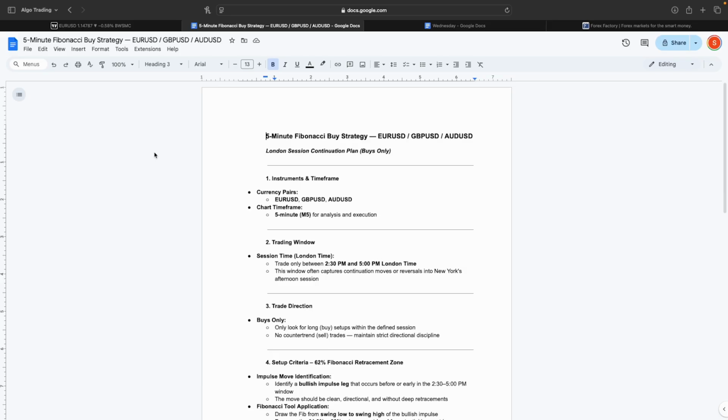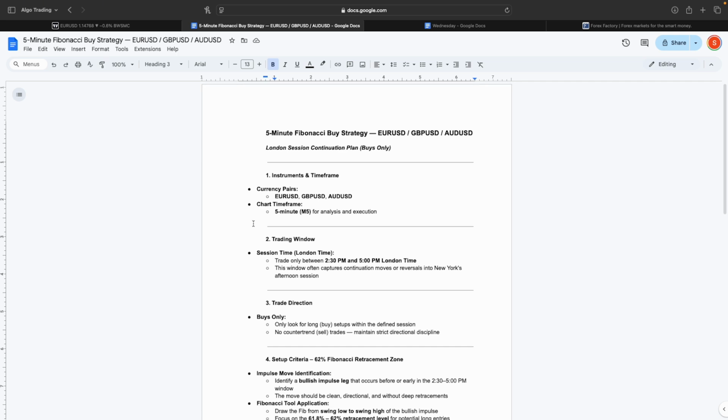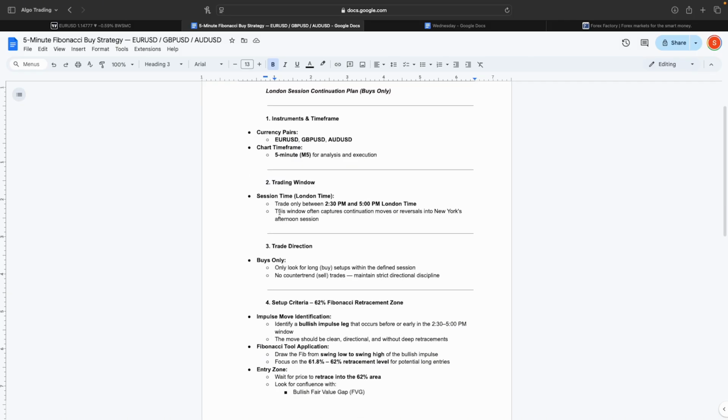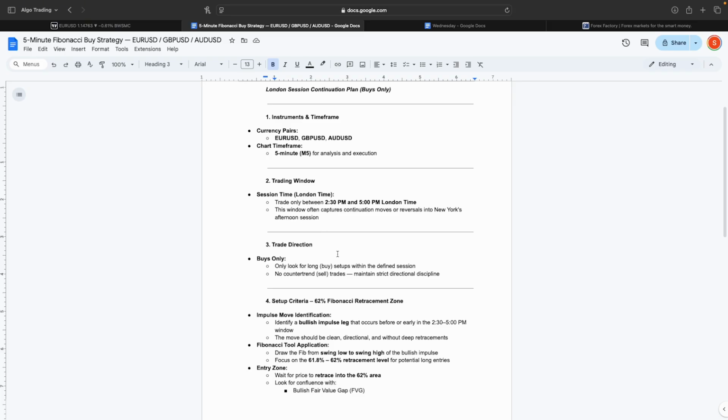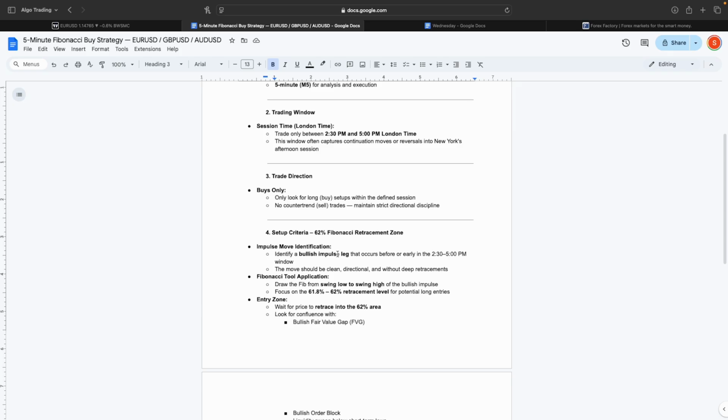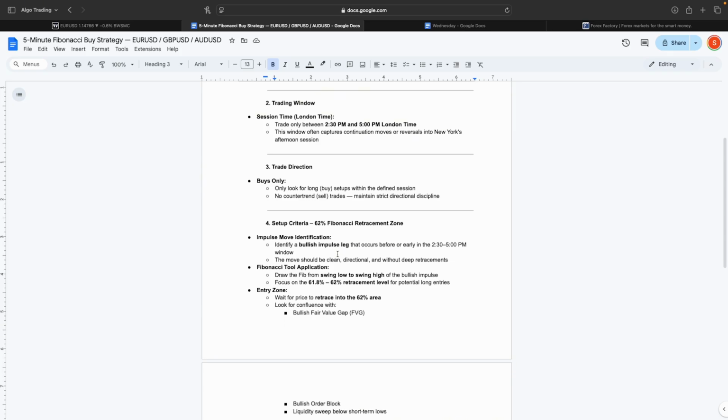So it's the 5-minute Fibonacci buy strategy, which is usable on GBP/USD, EUR/USD, and even AUD/USD. The chart time frame we'll be using is the 5-minute for all analysis and execution. The trading window will be London time 2:30 p.m. to 5 p.m. The window often captures continuation moves or reversals into New York's afternoon session. So the trade direction, our bias, will be buys only, no sells whatsoever. Even if you see a potential setup, do not take any sells, okay?